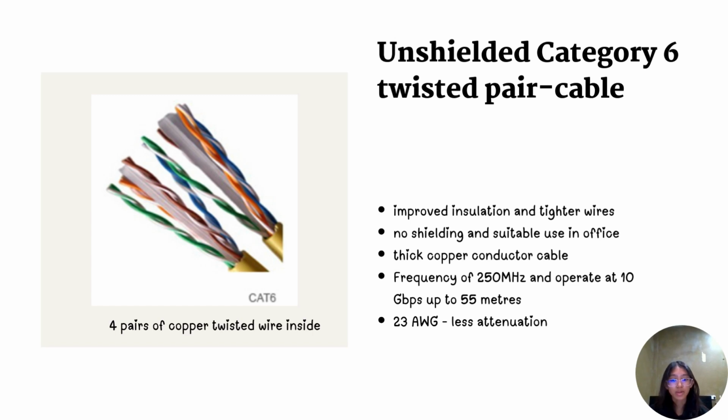It can operate up to 55 meters for 10 gigabit per second. But since we assume that our office is not a large office based on the layout of the office, 55 meters is like a small or medium office, so this unshielded category 6 twisted pair cable is enough to use. And it has 23 AWG, which means that if the AWG is higher, then it has a smaller diameter. If it has a lower AWG, it has less attenuation. So this unshielded category 6 twisted pair cable is suitable to be used to connect the 24 port switch in the office to the devices connected inside the office.